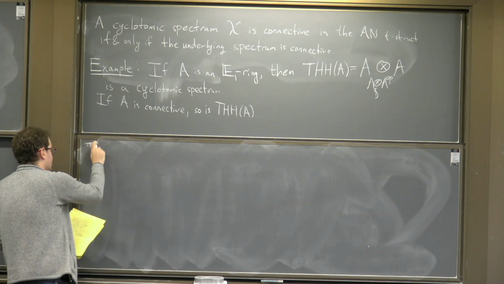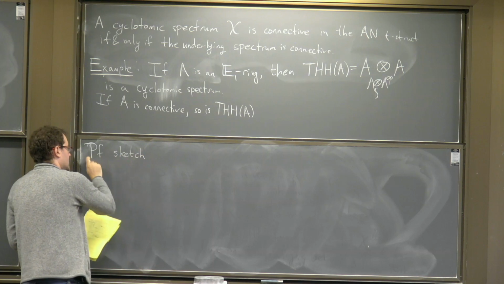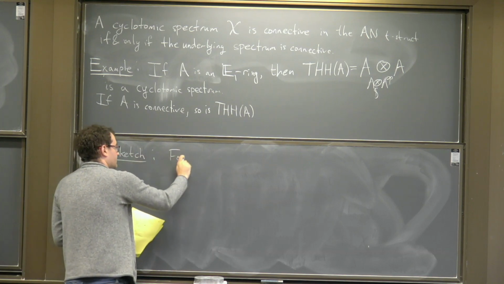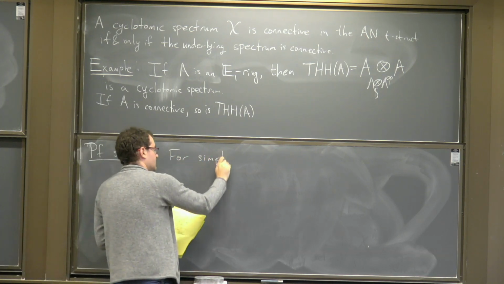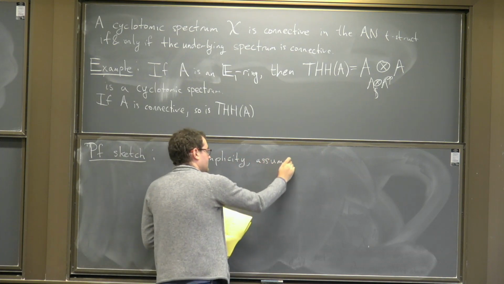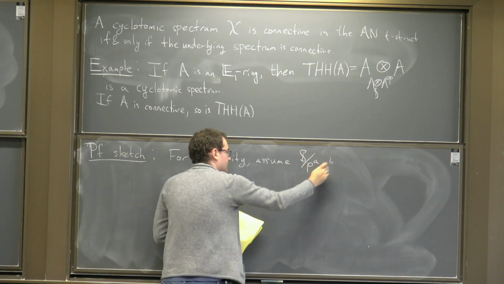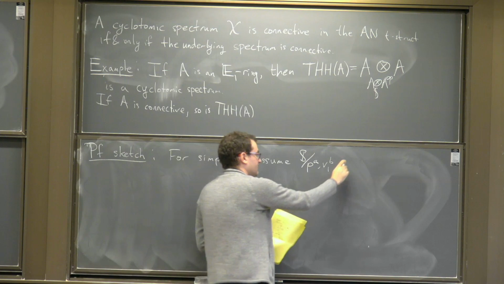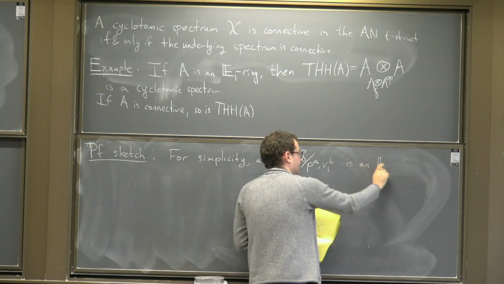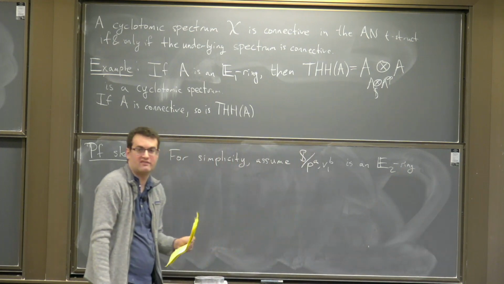So what is the idea? For simplicity, let's assume that maybe following Berkland, we can think of this as a ring, maybe an E2 ring even. That should be way more than enough structure, but it will make the argument clearer.